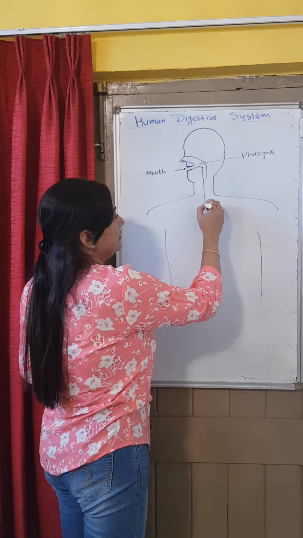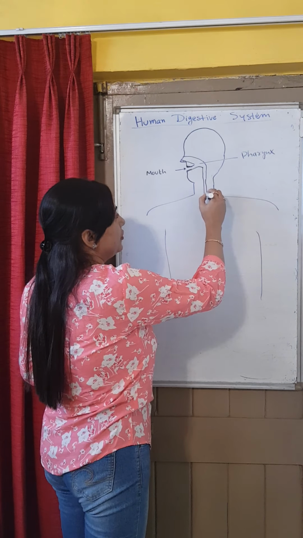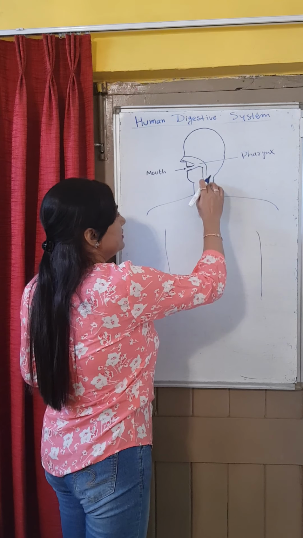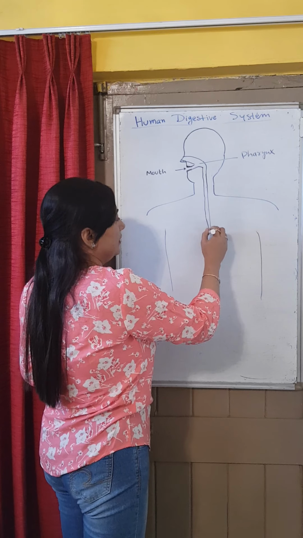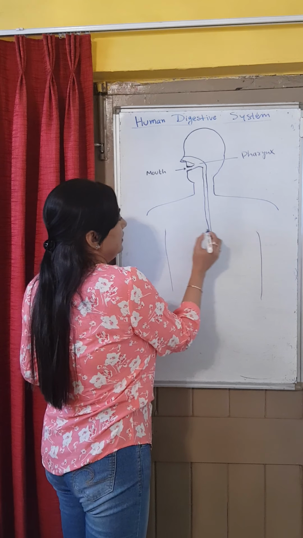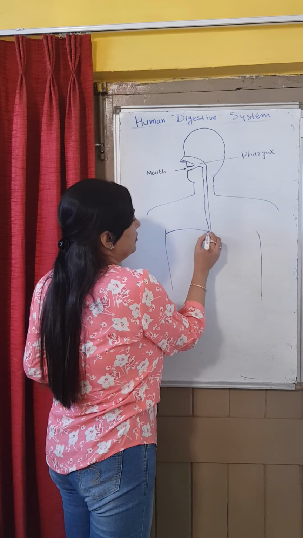The pharynx leads to a tube called food pipe. This food pipe goes down and reaches a partition called diaphragm.